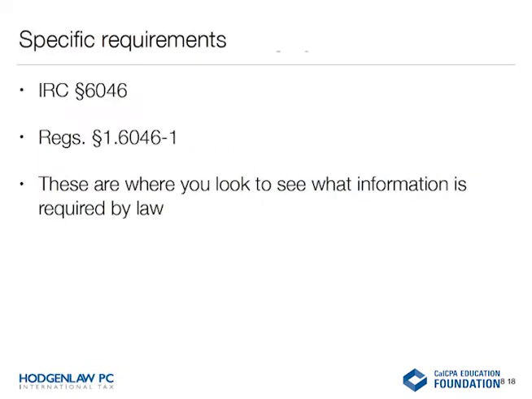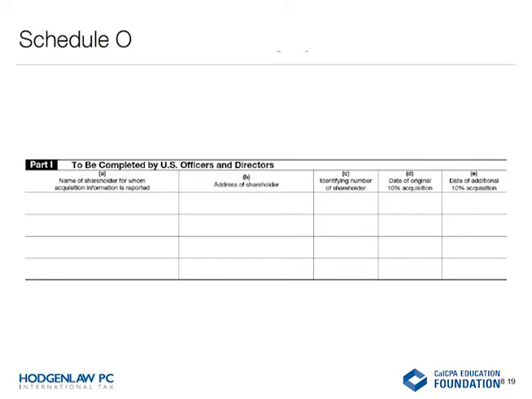Just a list here on page 18 of where you can find the laws that require this specific information to be reported. And then here on slide 19, this is actually a snippet of the section of Schedule O that has to be completed by a U.S. officer or director when they need to file under Category 2. I included this because I think this one is a particularly evil part of the form, where in column A, you're reporting the name of the person who acquired stock in the company, then their address, social security number. This next column D is interesting, date of original 10% acquisition.